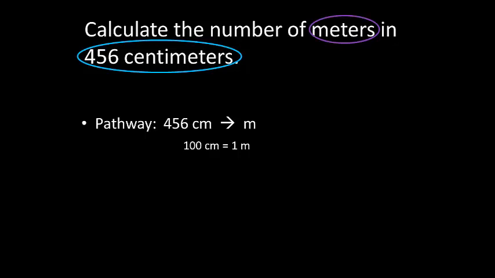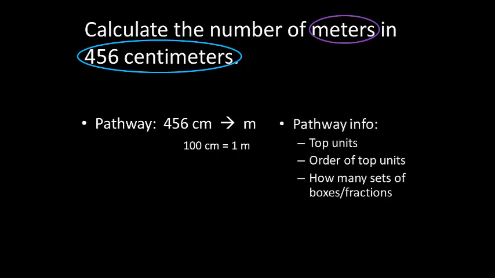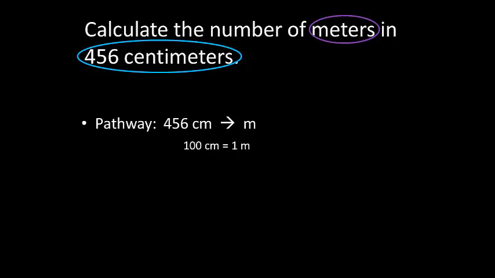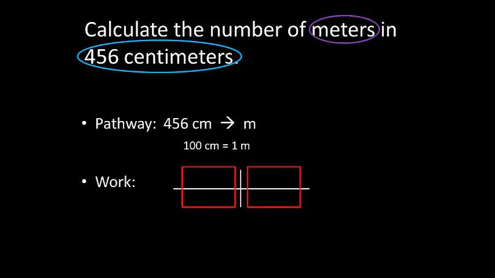The nice thing about the pathway, and this is especially true when you have multi-step problems, is that the pathway tells you all your top units and the order they go in, and how many sets of boxes or fractions you need. I have 2 units, so I need 2 sets of boxes if I'm using the grid, and by sets of boxes I mean vertical pairs or 2 fractions if you're using the fraction setup. I put the beginning number and unit in the top left box and leave the box under it blank. If you really want to, you can put a 1 with no unit. It cannot have a unit or it will mess everything up.